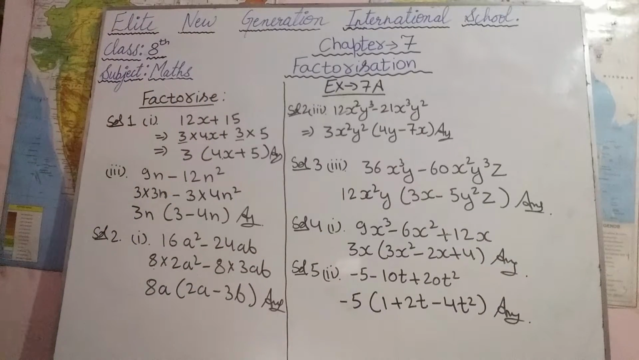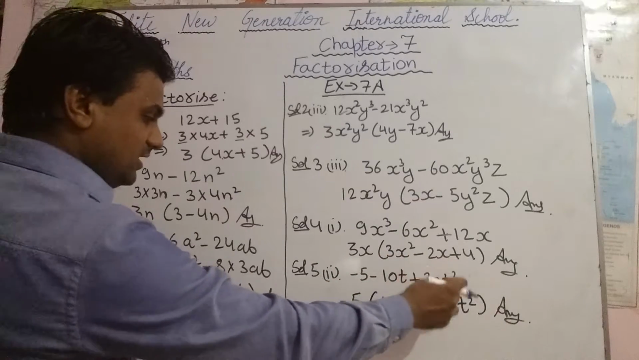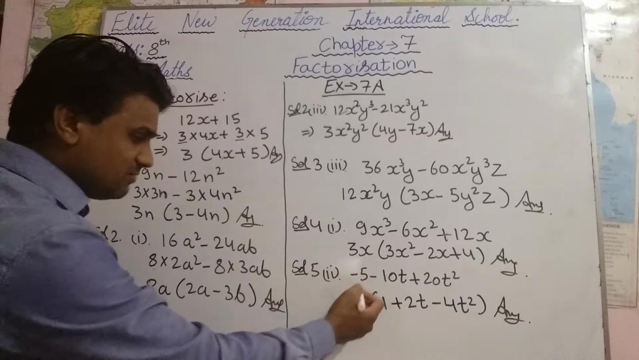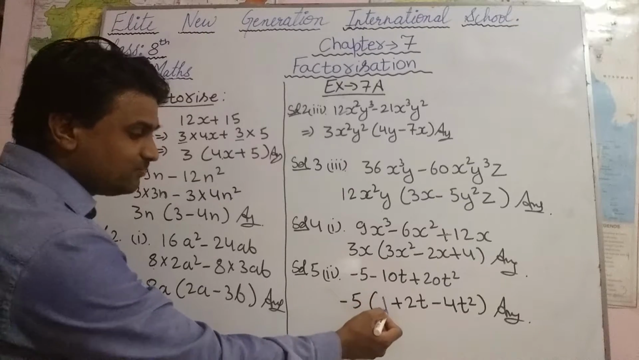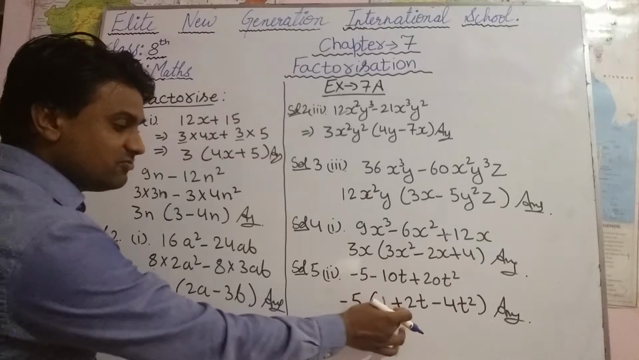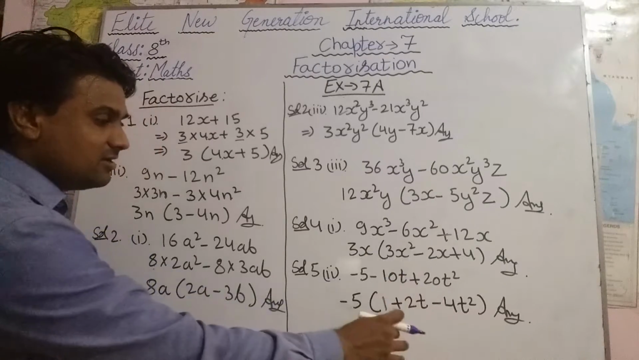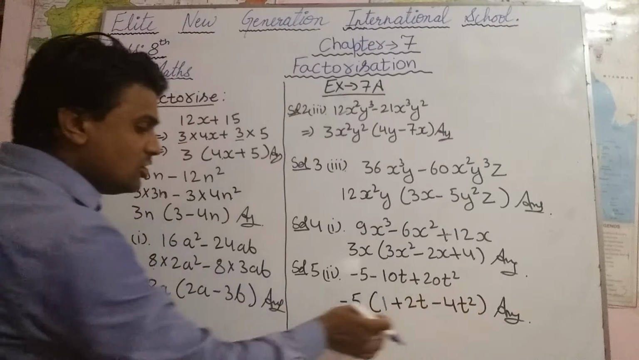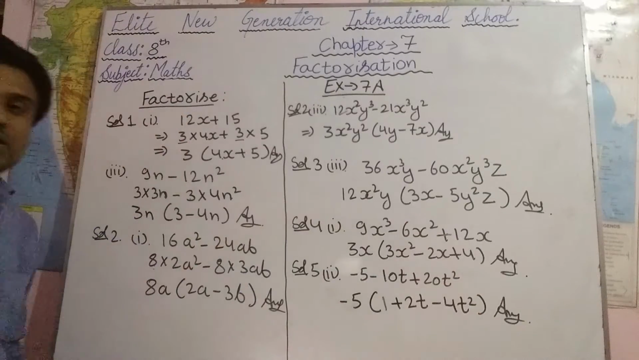Now after this, question number 5, see its second part. Minus 5 minus 10t plus 20t square. So from this we can take minus 5 as common. When this minus 5 is divided by this minus 5, here will be 1. Similarly this minus 10t will be divided by minus 5, so minus minus will be plus, and 10 divided by 5 it will be 2, and here will be t. Similarly 20 divided by minus 5 it will be minus 4 and t square. So minus 5 in bracket 1 plus 2t minus 4t square will be the answer.